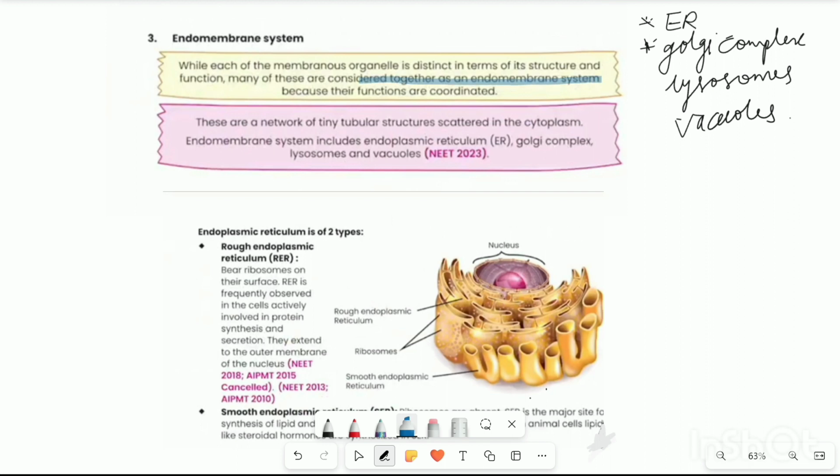Why do these 4 come under the endomembrane system? Because they are coordinated in their function. They are quite similar in their function. That's why they are included in the endomembrane system. These are a network of tiny tubular structures which is scattered in the cytoplasm. In the cytoplasm all these tubular structures are scattered like a network, because of which they also perform their coordinated functions. See here, the endomembrane system includes, we have seen, endoplasmic reticulum, ER, Golgi complex, lysosome and vacuole.